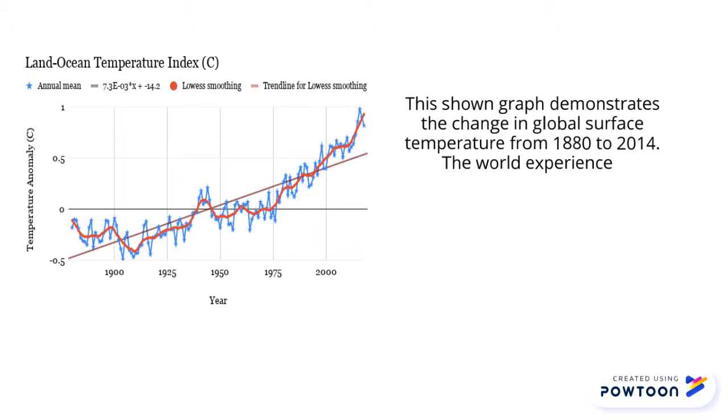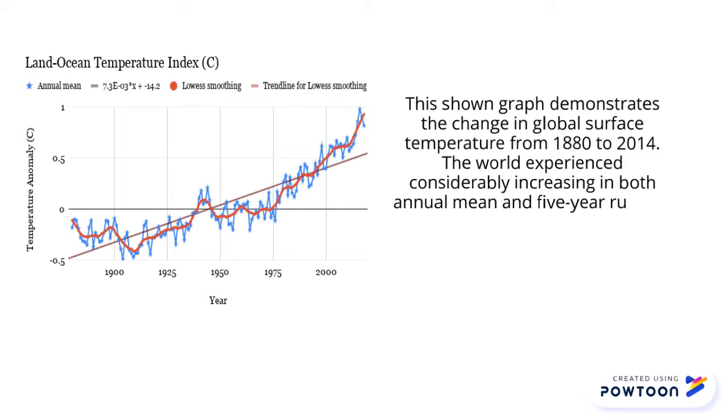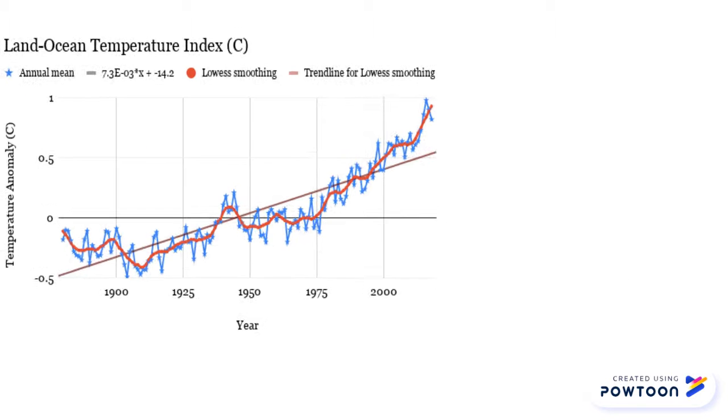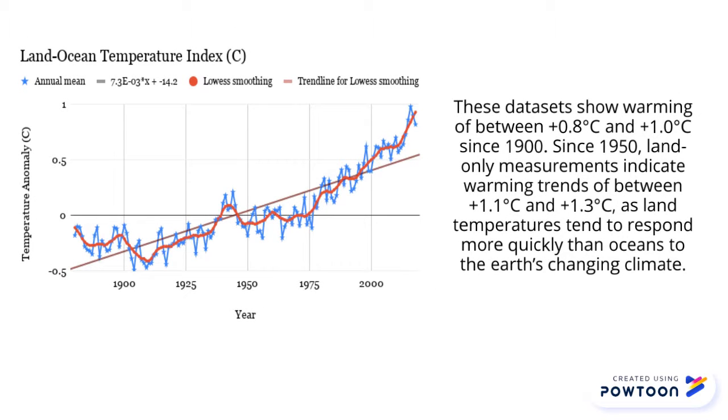The world experienced a considerable increase in both the annual mean and the 5-year running mean. There are three main datasets that are referenced to measure global surface temperatures since 1850. This dataset shows warming of between 0.8 and 1 degree since 1900. Since 1950, land-only measurements indicate warming trends of between 1.1 to 1.3 degrees, as land temperatures tend to respond more quickly than oceans to the Earth's changing climate.